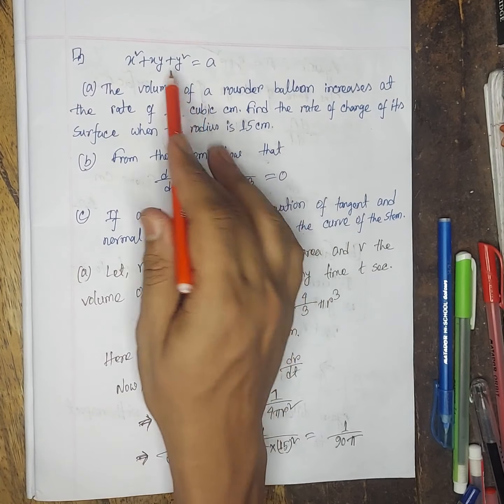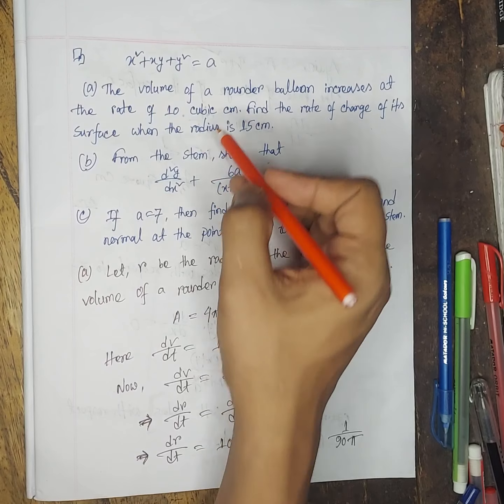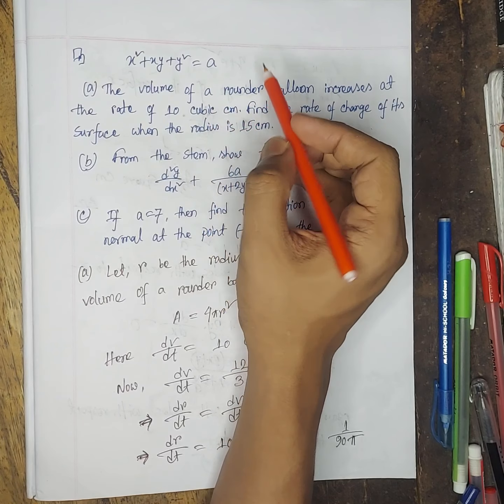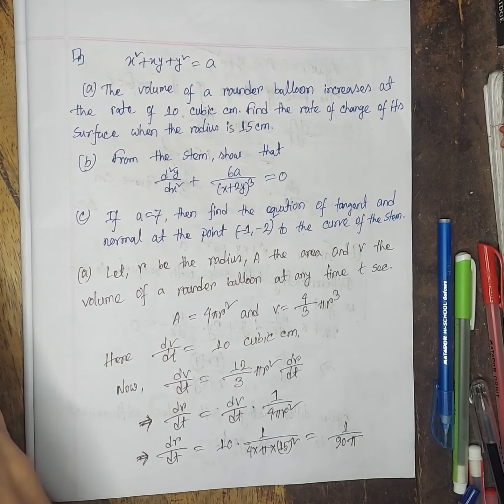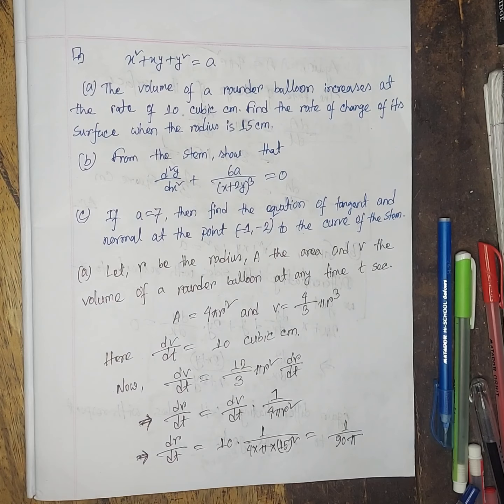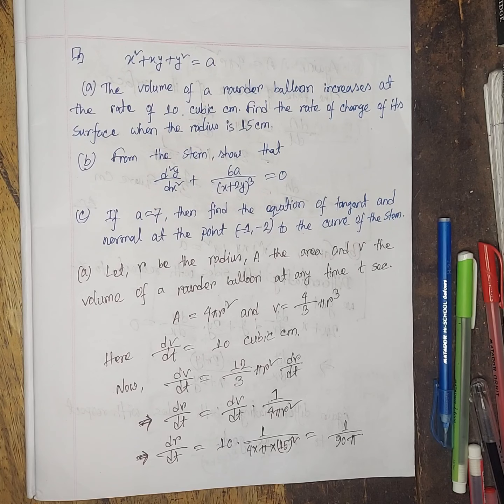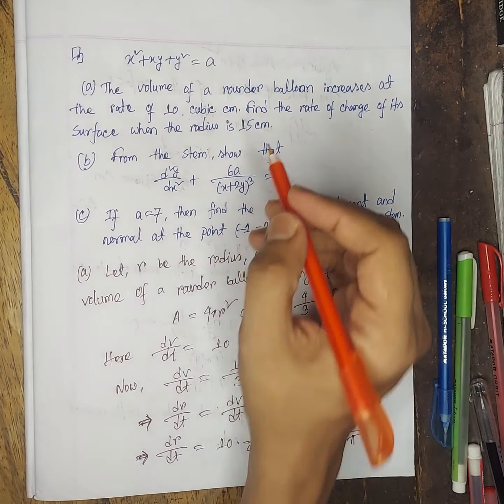Now the third problem is we are given this expression. First problem: the volume of a spherical balloon increases at the rate of 10 cubic centimeter. We have to find the rate of change of its surface area when the radius is 15 centimeter.